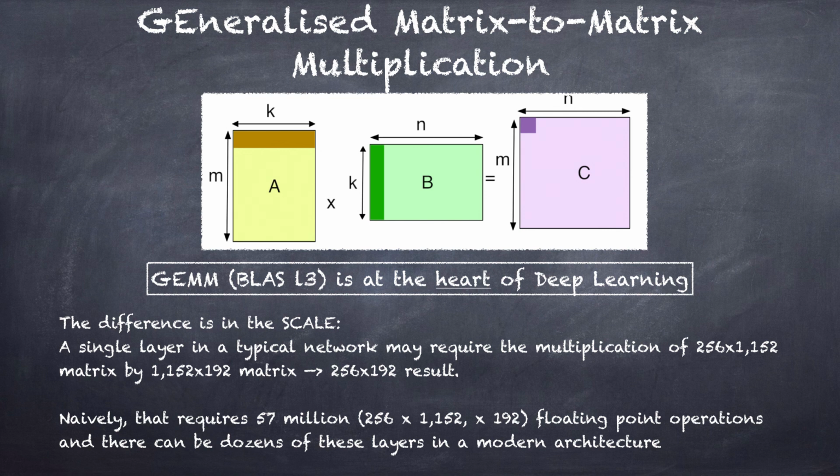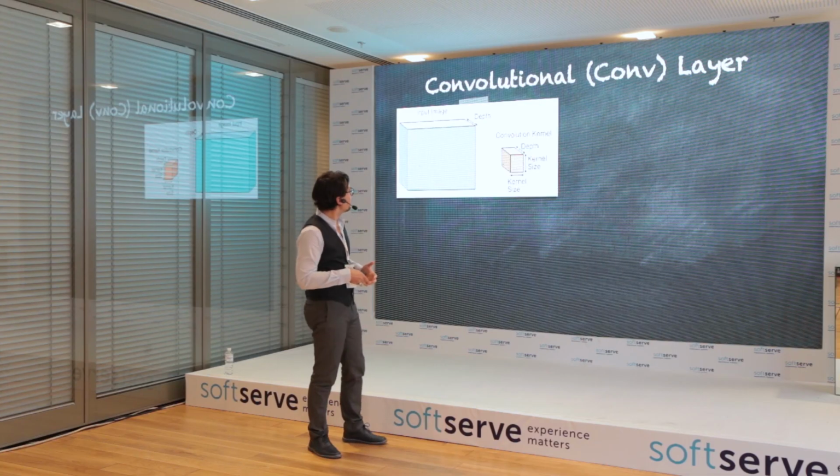If you take a look at the convolutional layer in these terms, convolution is a bit more complex operation, if you want.